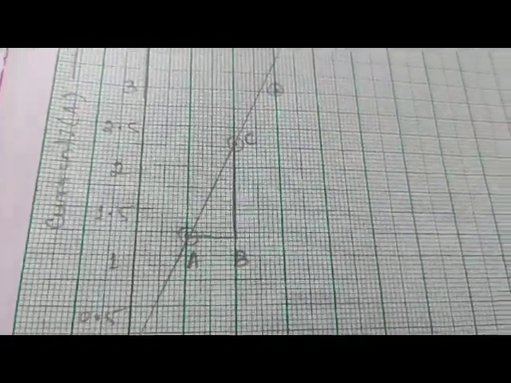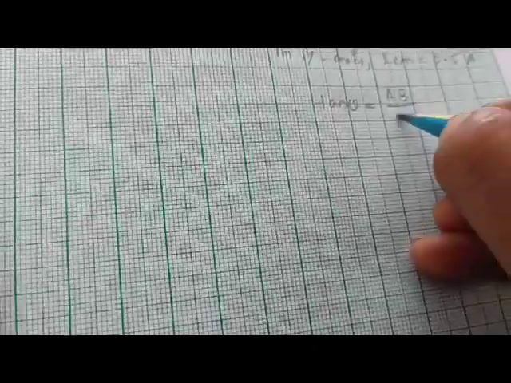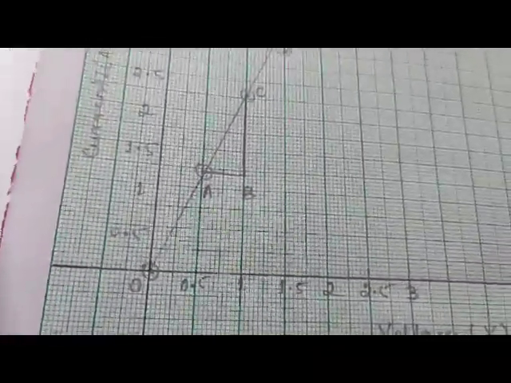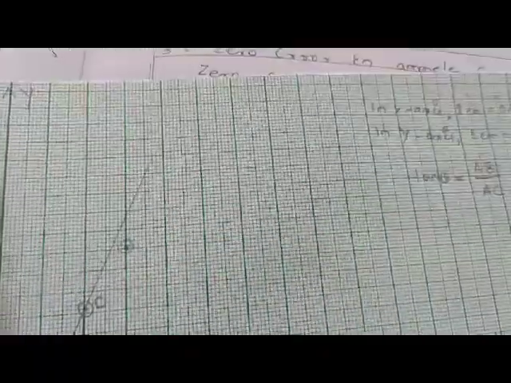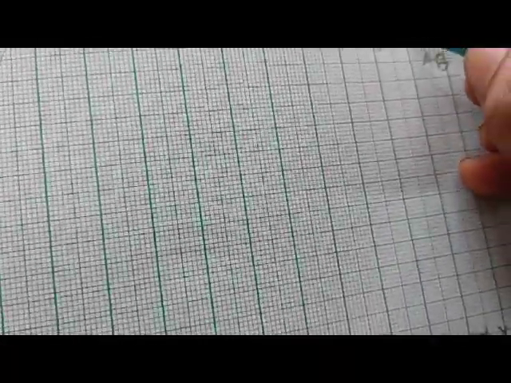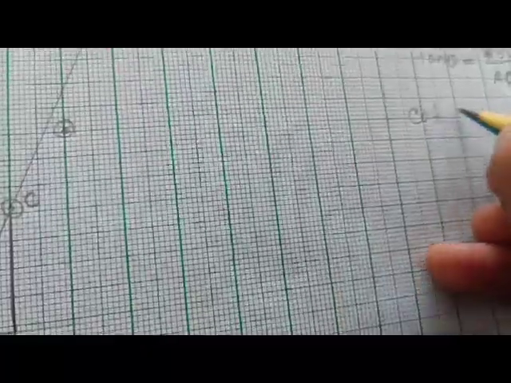For this triangle, the slope of the graph, tan theta, will be BC by AB, that would be equal to delta I upon delta V. So in order to find resistance, we will take the slope as cot theta, which will be equal to delta V by delta I, or that will be equal to AB by BC.